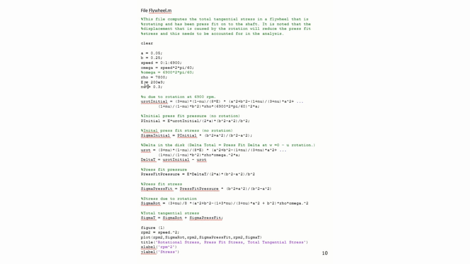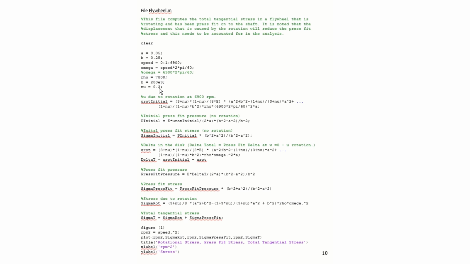So here in the first part, we just define the dimensions of our system. Here's our speed, and we're going to go from 0 to 6,900. We need to convert that to an omega. So here our speed is given in terms of RPM, and we need to make sure that that's in terms of omega. So we'll go through this computation.